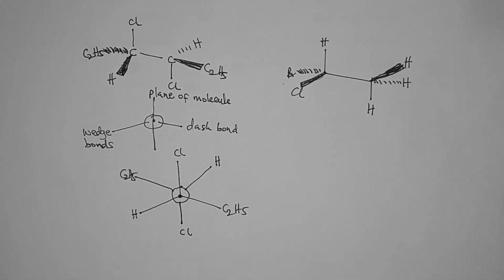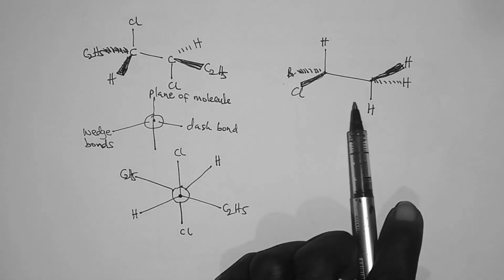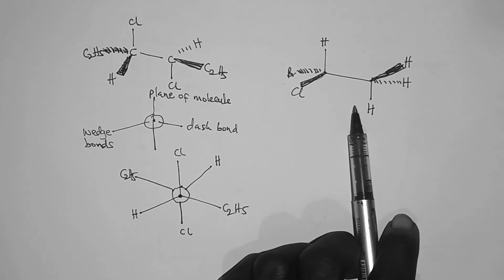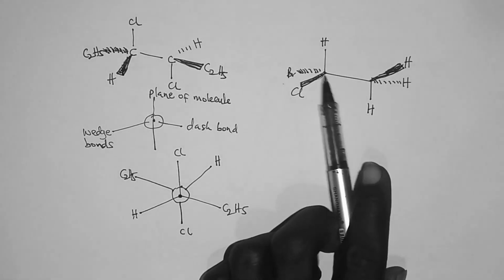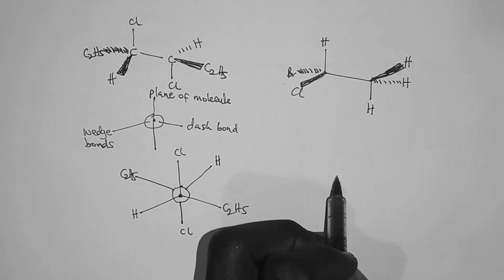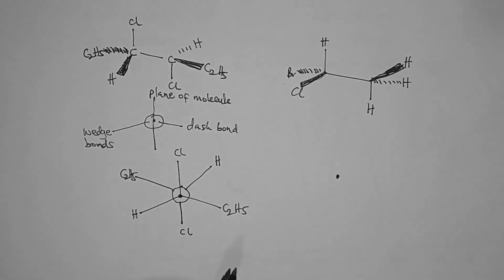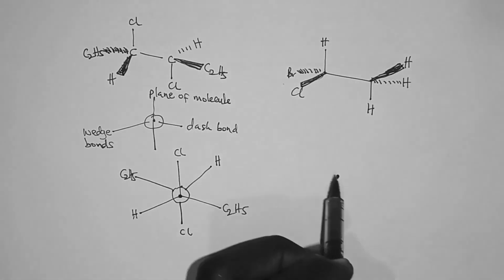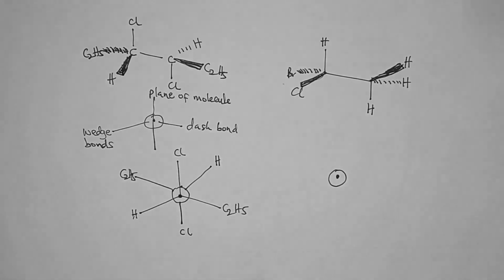Let's take this molecule and then convert it into a Newman projection. So this is a perspective molecule. Let's convert it into a Newman projection. So this is the carbon in front. So we represent it by this dot. And this one is the carbon at the back.